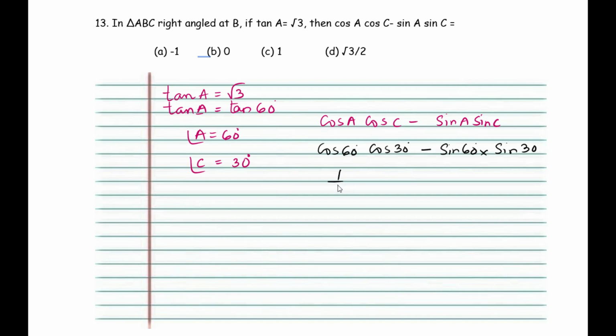It is 1 by 2 into cos 30 degrees root 3 by 2 minus sin 60 degrees root 3 by 2 into sin 30 is 1 by 2. 1 into root 3 is root 3 divided by 2 into 2 is 4 minus root 3 into 1 is root 3 divided by 2 into 2 is 4 plus root 3 divided by 4 and minus root 3 divided by 4 will cancel. We get answer 0. The correct answer is option B, 0. Therefore answer is option B 0.